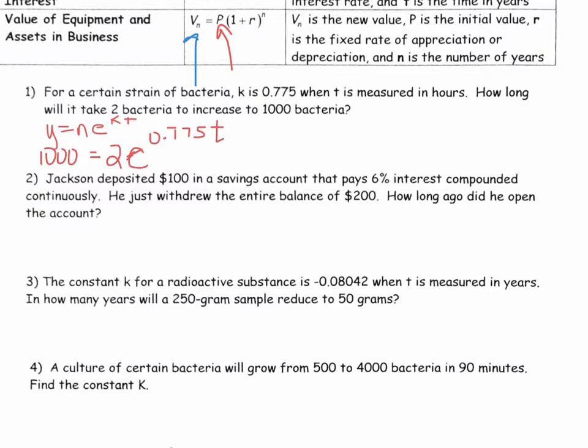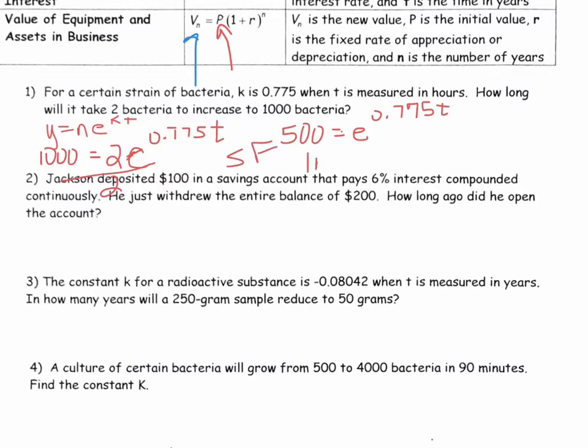Okay, so the very first step on all of these equations is you have to get the exponent part by itself. So I need to divide everything by 2. When I divide everything by 2, I get 500 equals e to the 0.775t. Now, a couple ways you can do it. You can take the ln of each side, and the reason it's the ln is because there's an e there, and move the power down, or just switch forms. I still think switching forms is the easiest way to do this.